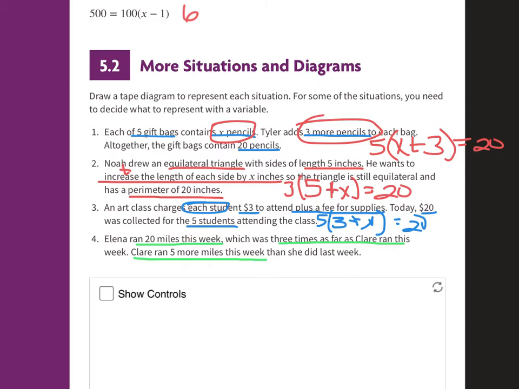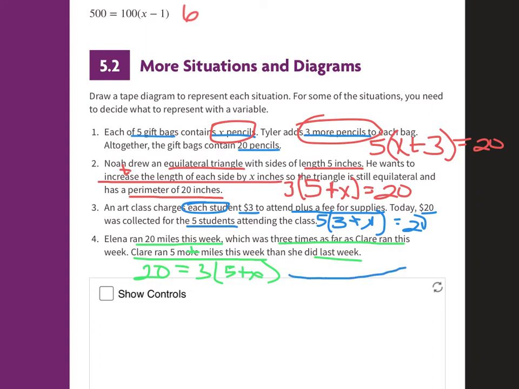All right, so Elena ran 20 miles this week, so 20 equals 3 times as far as Claire ran this week. So we're going to multiply something by 3, and it says she ran 5 more miles than she did last week. Well, we don't know what she ran last week, so we can go 5 plus x or x plus 5. So there's our equation. Okay? So if you notice, we have some doubles here.